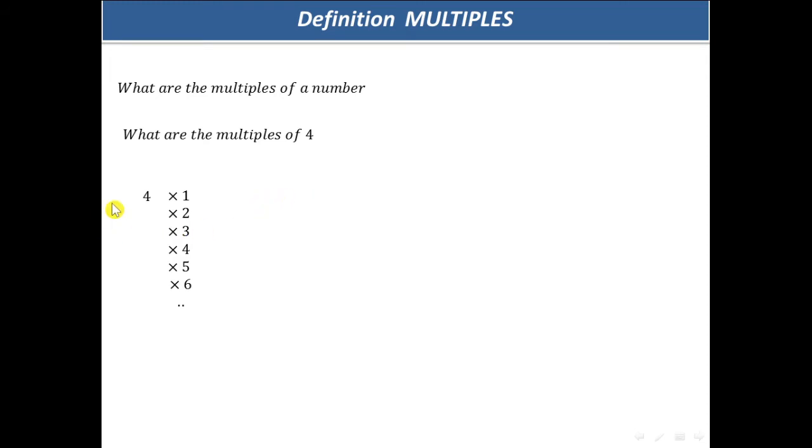So the multiples are multiplying. 4 times 1 is 4. 4 times 2 is 8, 4 times 3 is 12, 4 times 5 is 20. These are the multiples: 4, 8, 12, 16, 20. These are the multiples of 4.